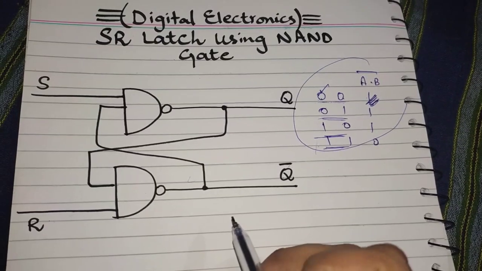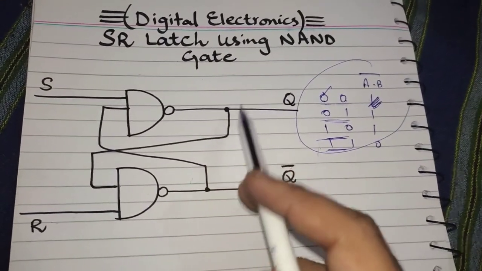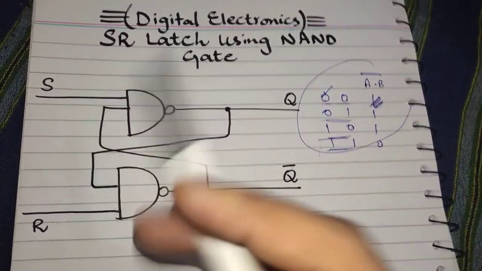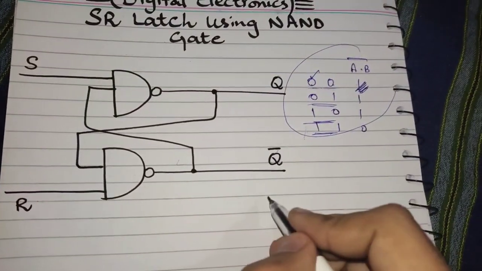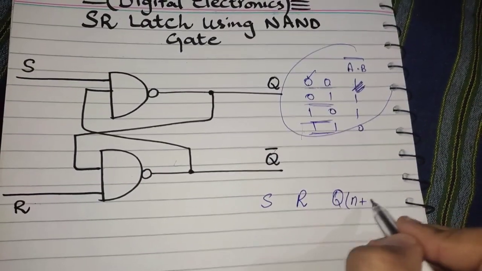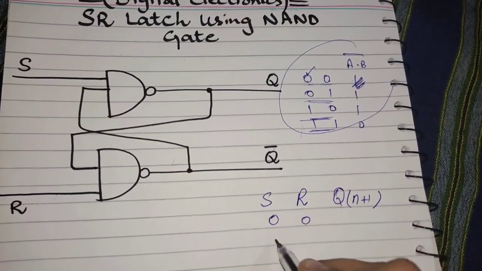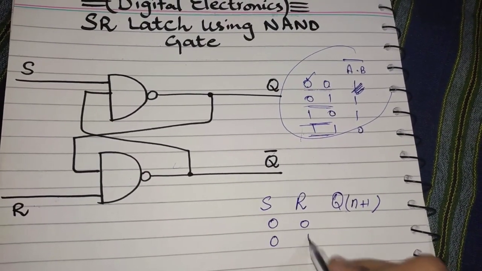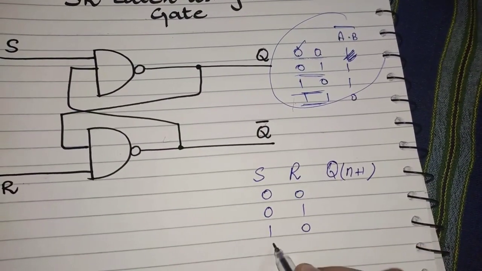So how do we construct the truth table for this SR latch using the NAND gate? We have two inputs S and R. So we have S here and R here, and for output we will write Q(n+1). The input combinations are 0 0, 0 1, 1 0 and 1 1.